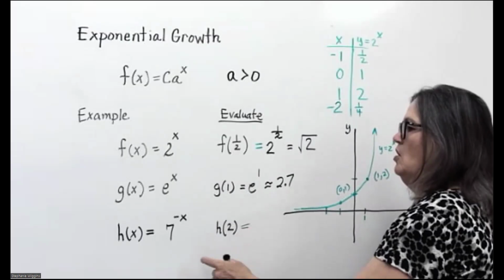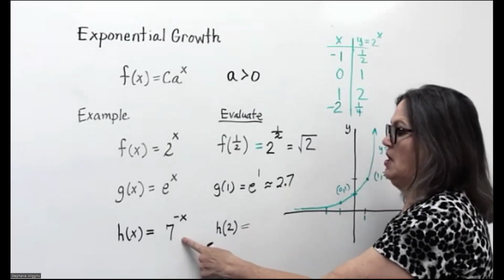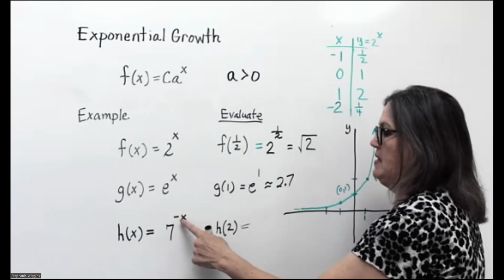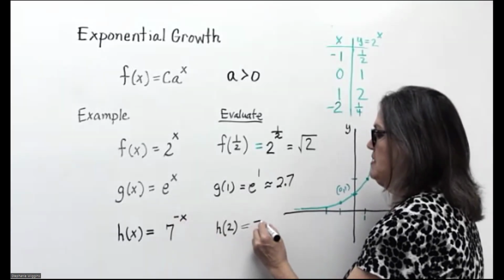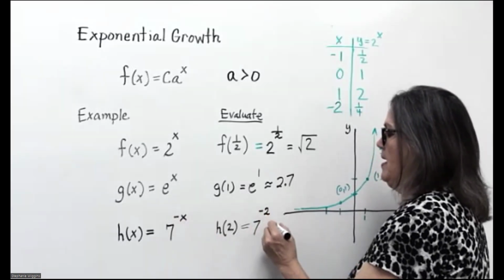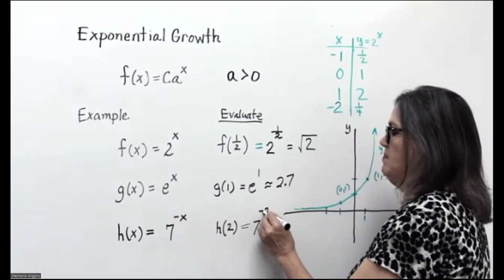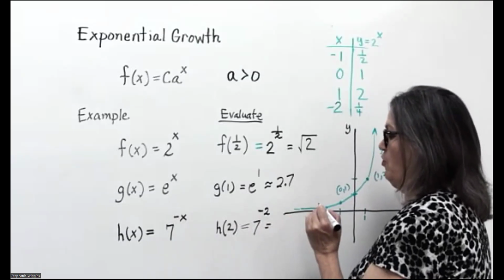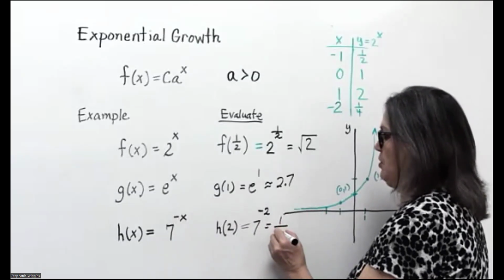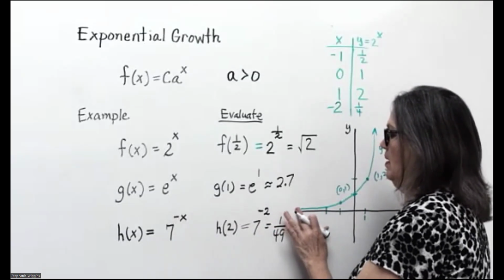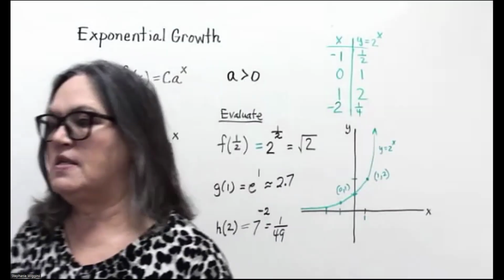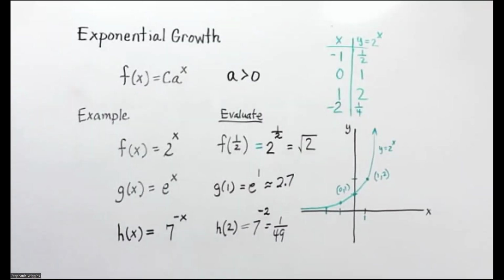And then here we have an exponential function. I'm plugging in a 2 for x, and it's 7 to the minus x. So that's going to give me 7 to the minus 2. And that minus just means I'm taking the reciprocal. 7 squared is 49, so I'm going to take the reciprocal of 49. All right, so let's stop there and we'll look at some graphs of these functions.